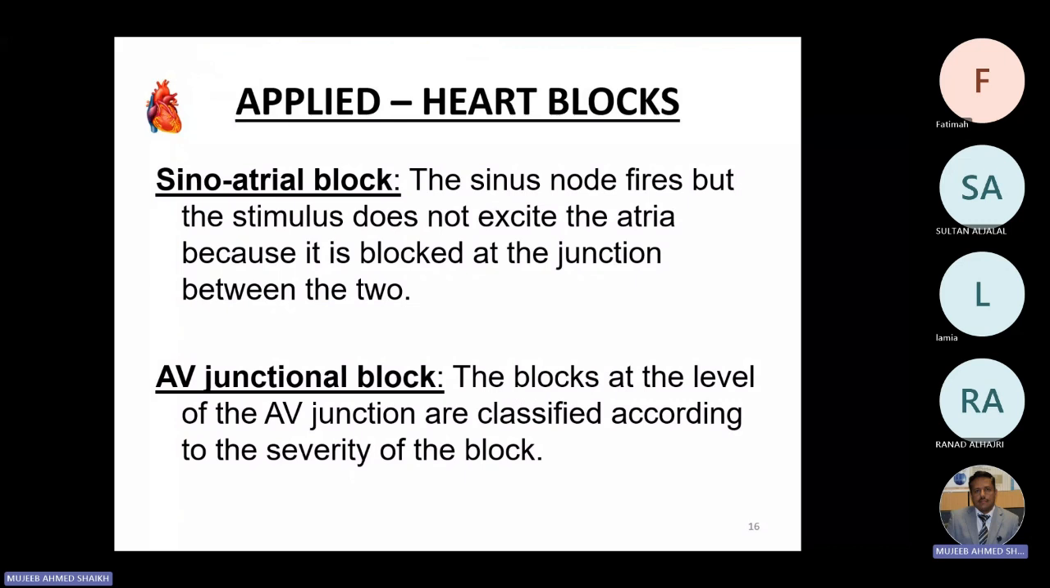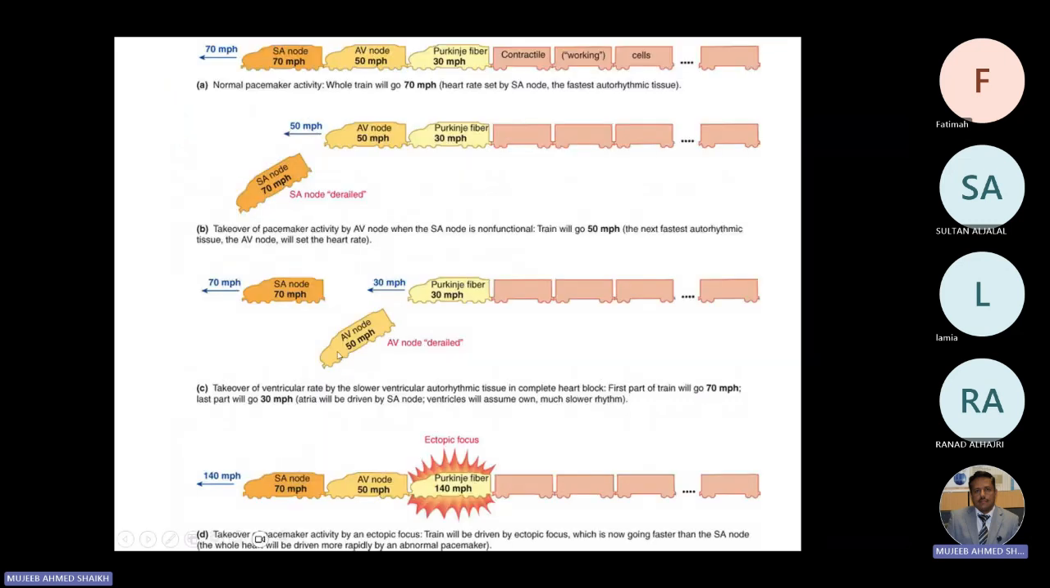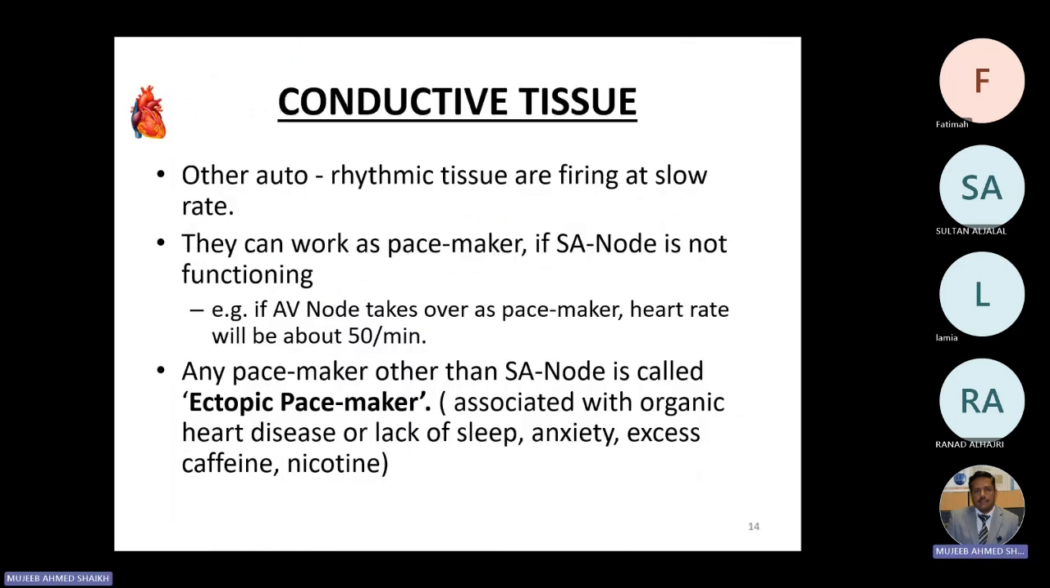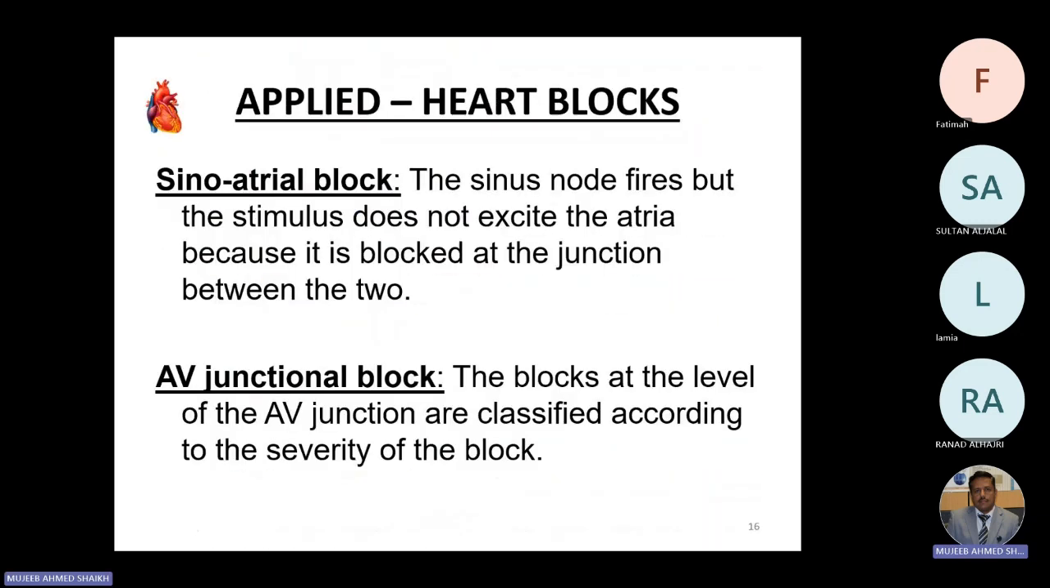As I told you, if these get damaged, suppose the AV node or SA node gets damaged, we will have a condition called heart block. If there is a defect in these conduction pathways, we call it a heart block. We call it an SA nodal block when the SA node is functioning, but it is not exciting the atria, that is, blocked at the junction between the sinus and atria. Then AV junctional block is the block at the level of the AV node, the AV junction.